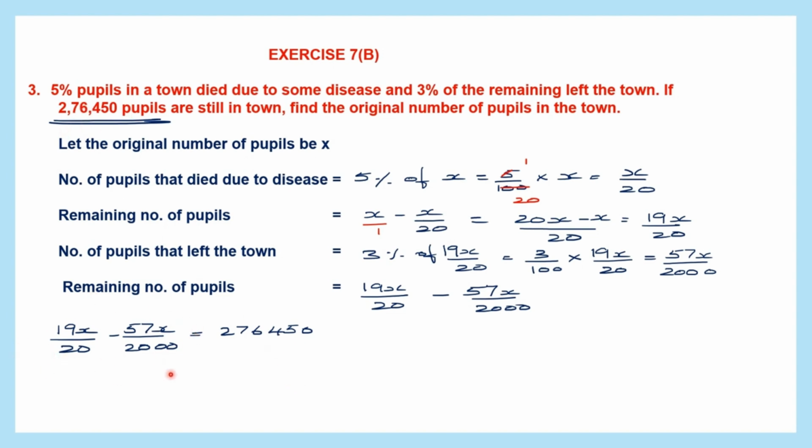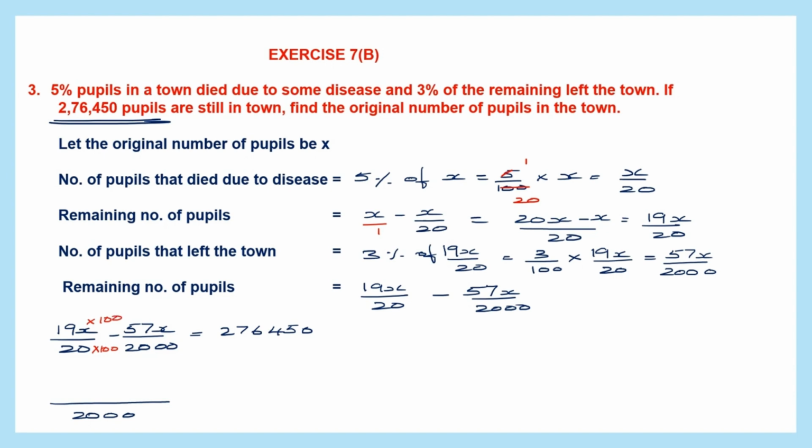Now we have to work this out. So here we have 20, here we have 2000. So how do we get the denominators to be the same? It's going to be 2000, the LCM. You can even find out the LCM. Okay, between 20 and 2000, the LCM is 2000. So 20 into what is 2000? 20 into 100. So we multiply this also by 100.